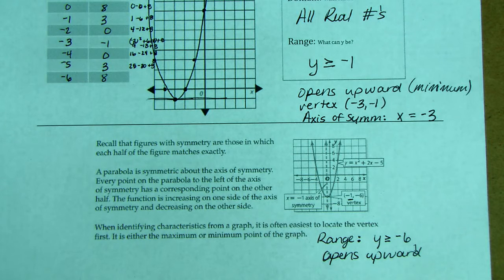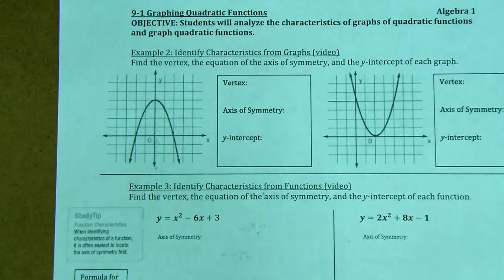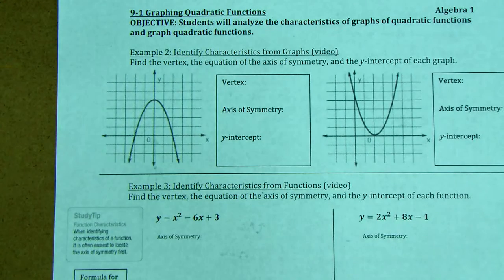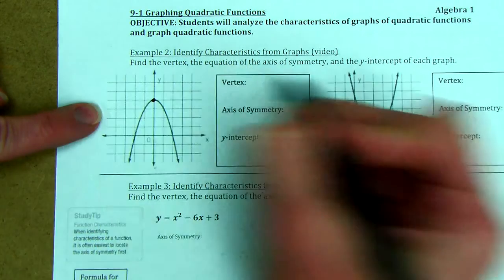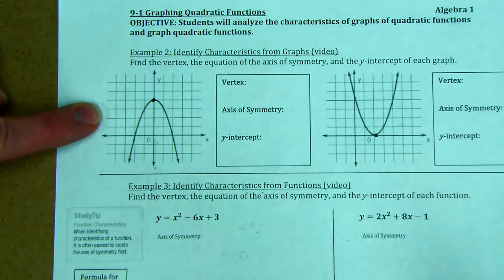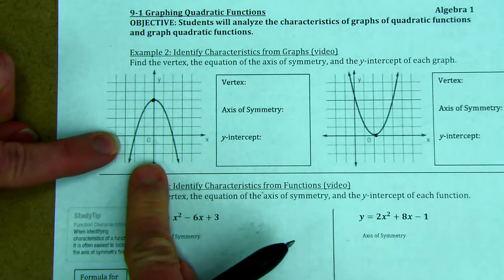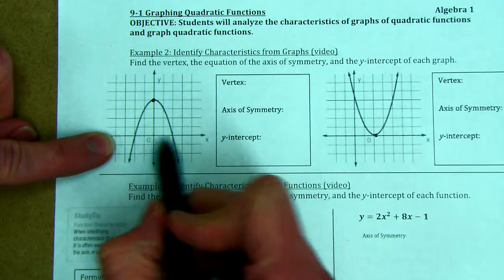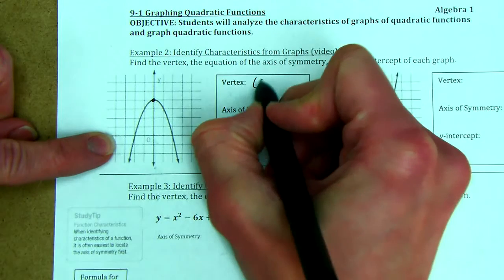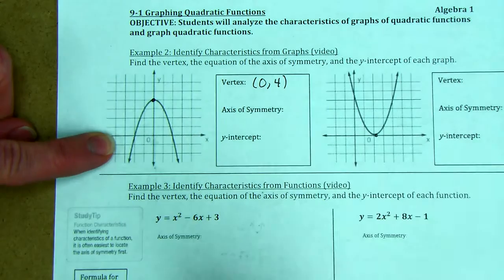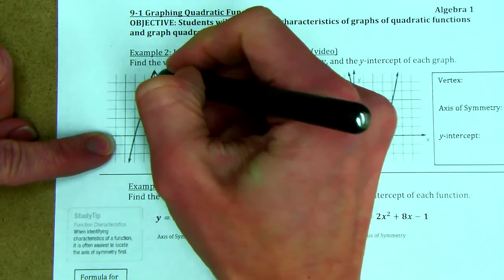So let's turn our page over. Take a look at this. The graph is already made for you. From that graph, you should be able to identify your vertex. It's right at the very top or right at the very bottom. So in this first one, what's our vertex? It's right there on the y-axis, so 0, 4. Our axis of symmetry is actually the y-axis, which would be x equals 0.